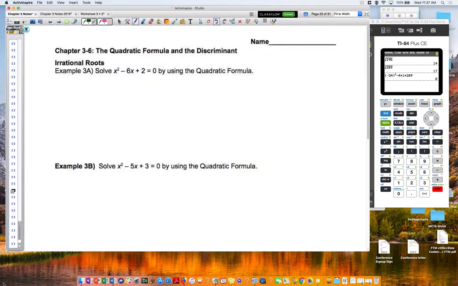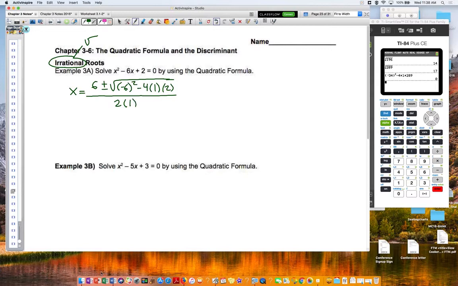So sometimes you'll get what's called irrational roots. Irrational, basically, what this means is your answer will have a square root in it. So let's take a look at this one here. So I get x equals, the opposite of negative 6 is plus 6, plus or minus the square root of negative 6 squared minus 4 times 1 times 2, all over 2 times 1.